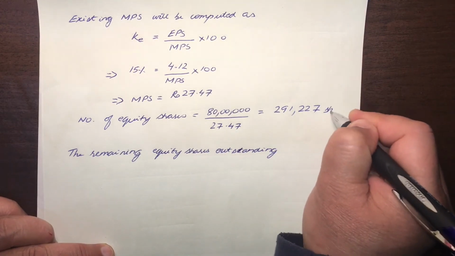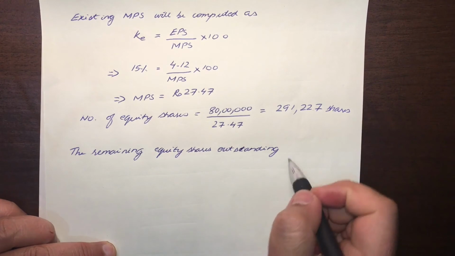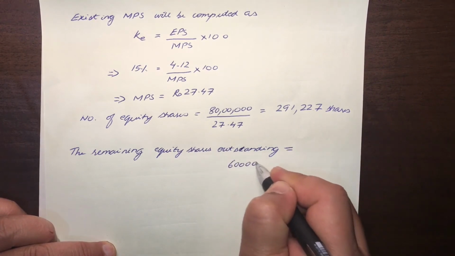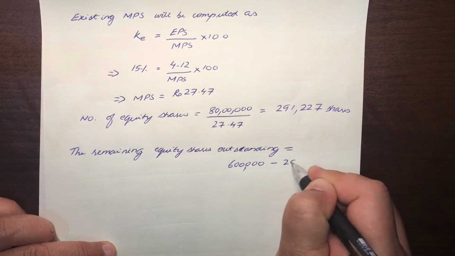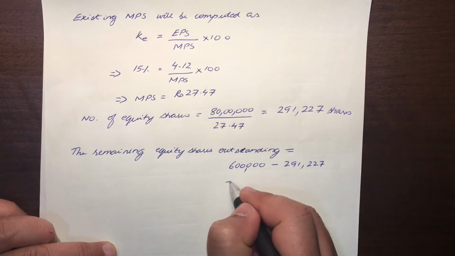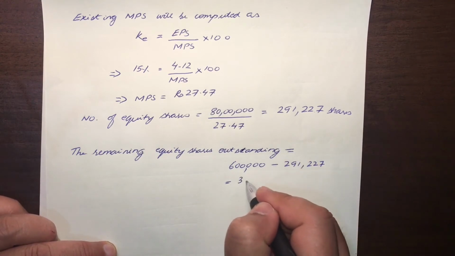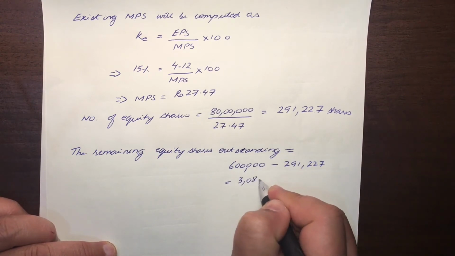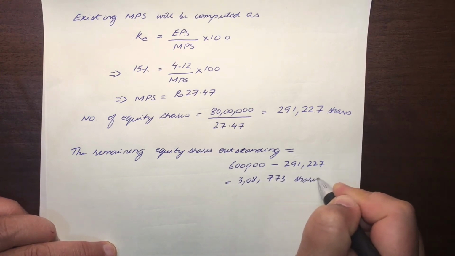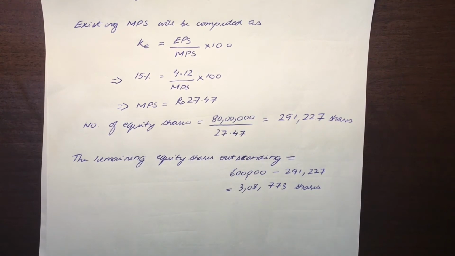91,227 shares. So the remaining equity shares will be equal to what? Equal to 6 lakhs minus the number of equity shares you're going to redeem. So now you are left with 3 lakhs 8,773 equity shares. All right.